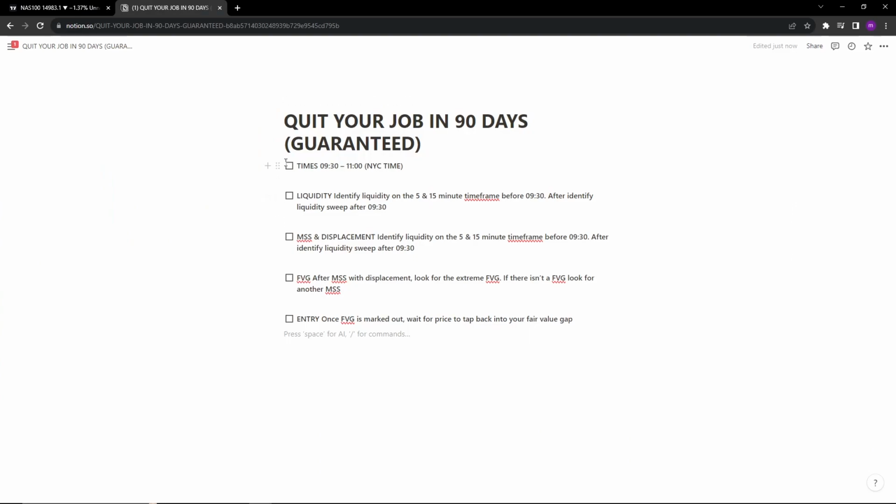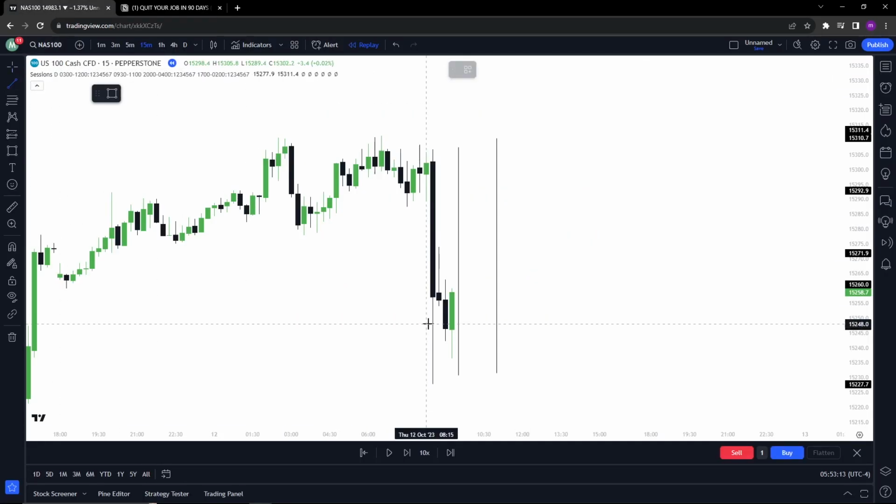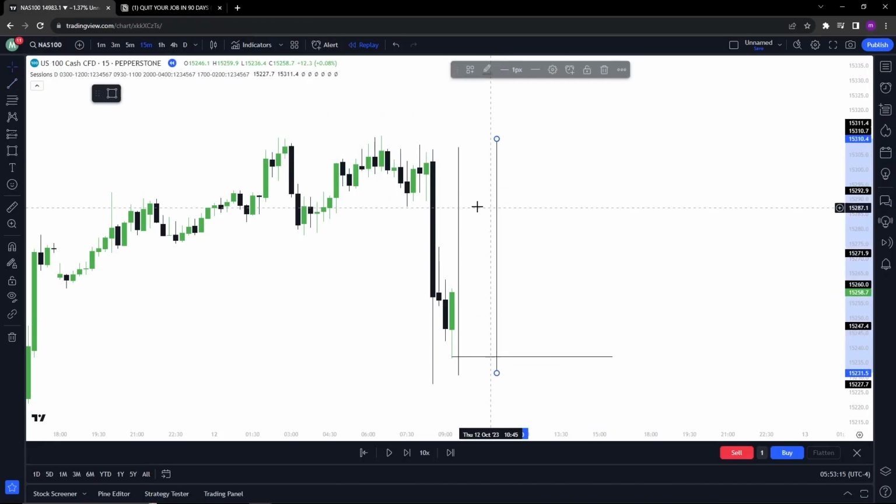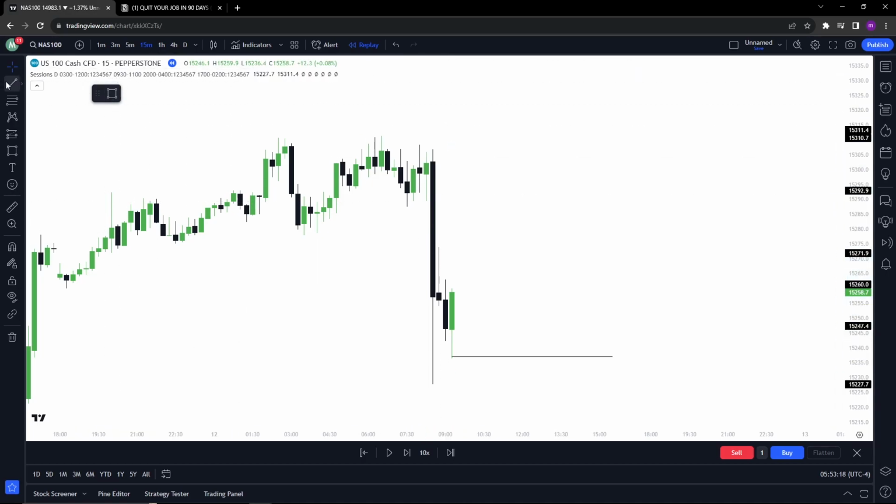Now, we've done this. The next thing we want to do is identify liquidity on the 5 or 15 minute time frame before 9:30. Okay, identify liquidity. We have this low here. I'll remove this for now because I do have an indicator that does tell me when the time starts, and this high here. Okay, this is our main liquidity that we are looking to be swept.